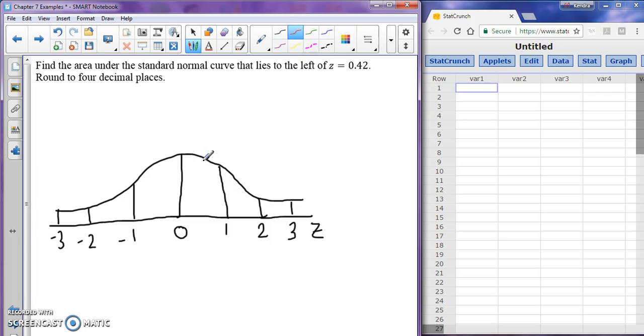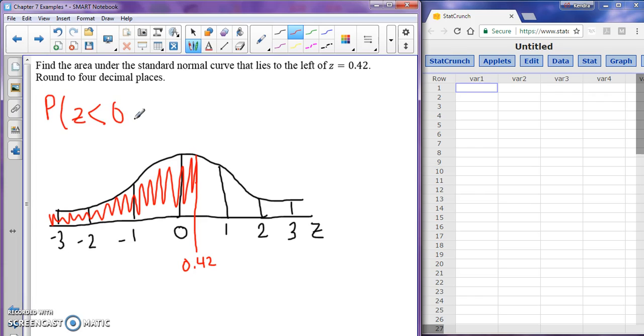So 0.42 is somewhere about right here, and we want this area to the left. So we're looking at all of this area. Essentially we're looking at the probability that z is less than 0.42. So that's the equivalent statement there.